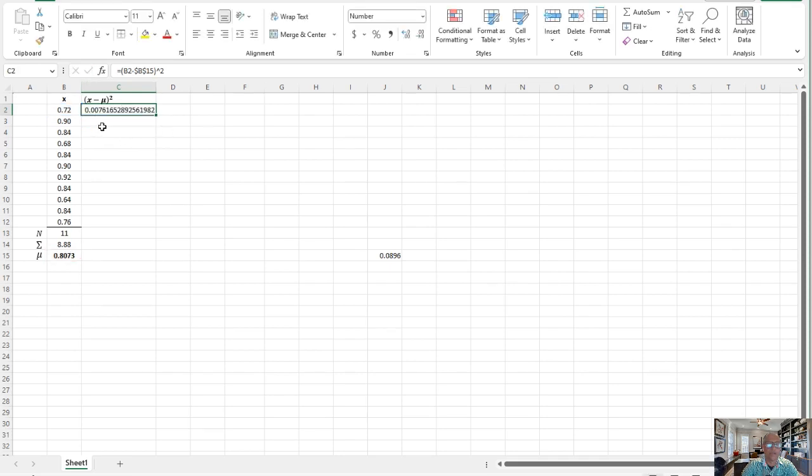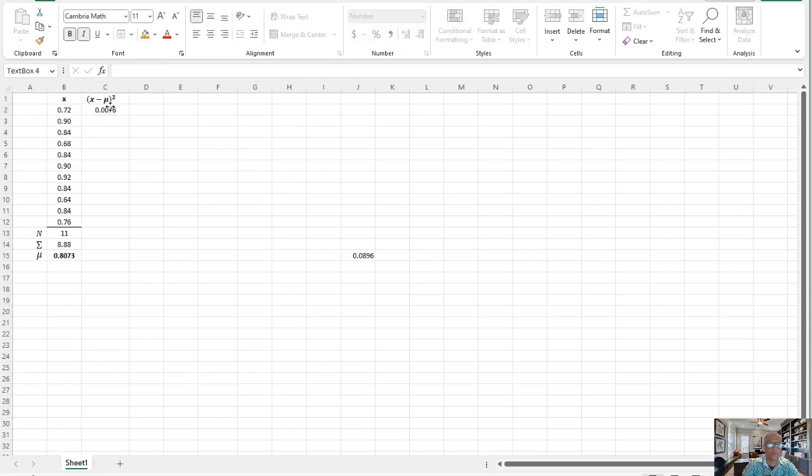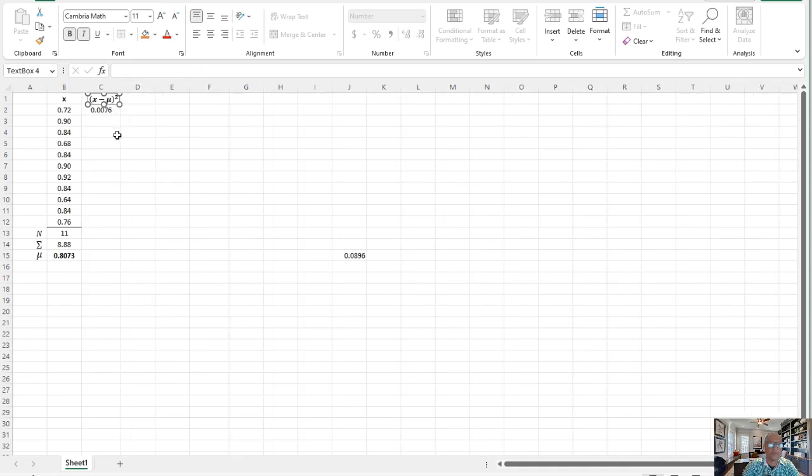And another thing here, notice we get all these values here. Let's just keep it to 4 decimal places. And let's center that more or less. I don't need so much space, so let's make this a little bit smaller. Let's center this. So this is just making it look half decent. All right. And so now we just drag this down.